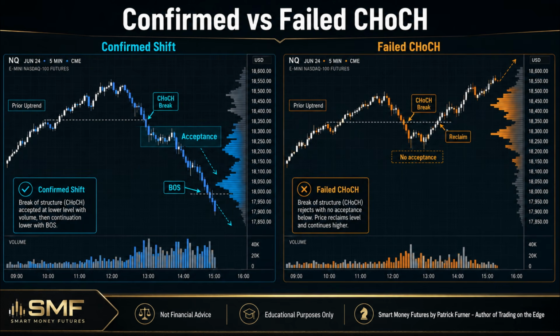That is the real question when you see a change of character. Not, is the trend reversing, but is the auction accepting price in the new direction or rejecting it?